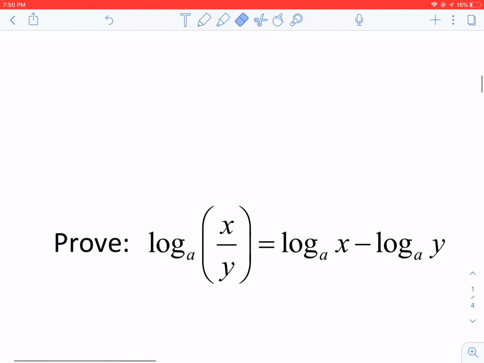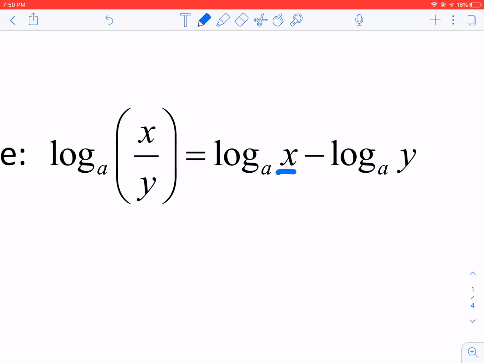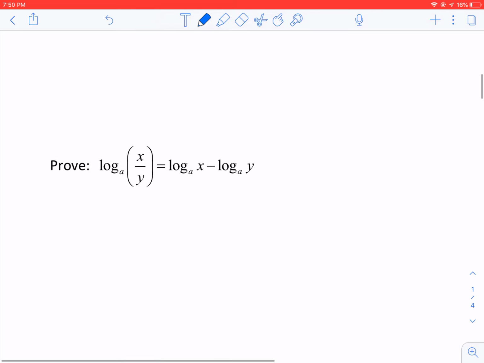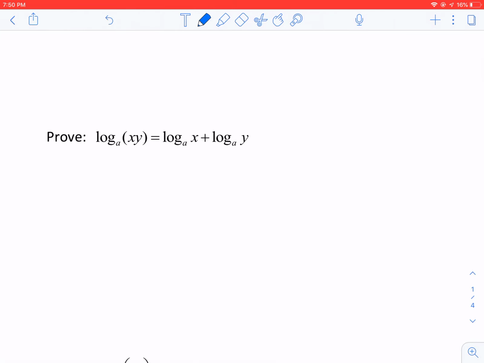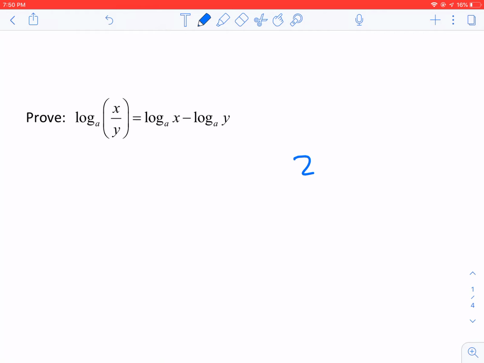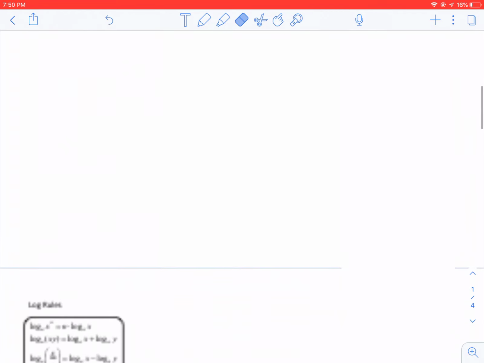Kind of interesting. And division is really proven the same way as multiplication. When you're dividing, it's going to be subtraction. It's kind of like your exponent rules, very similar, and that should make sense because they are inverses of one another. Just like for exponents, when you have a power to a power, that's multiplication, and when you're multiplying, that's addition. When you're dividing, like 2 to the 5th over 2 squared, we're subtracting exponents. So something similar is happening here, but with logs. Make sure those proofs make sense.